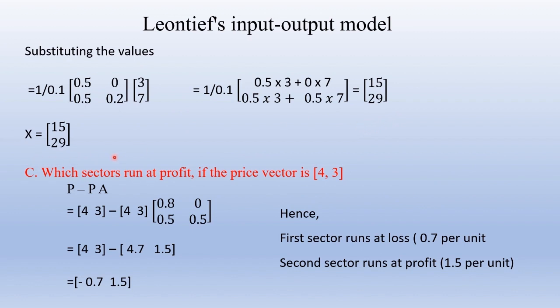Part C. Which sectors run at profit if the price vector is 4, 3? P minus PA: P is 4, 3 and PA is 4, 3 multiplied by this matrix, which is equal to 4, 3 minus 4.7, 1.5, which is equal to minus 0.7, 1.5. First sector runs at loss, 0.7 per unit. Second sector runs at profit, 1.5 per unit.